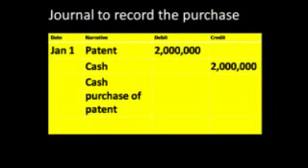An asset account called patent is created and this is debited with $2 million. The cash account is credited with $2 million. The asset of patent has increased and the asset of cash decreased. There has been a transfer of assets.